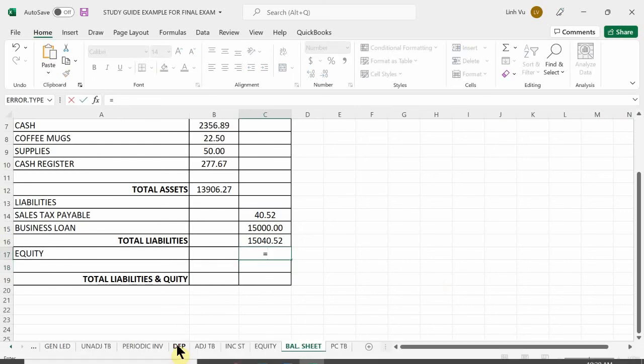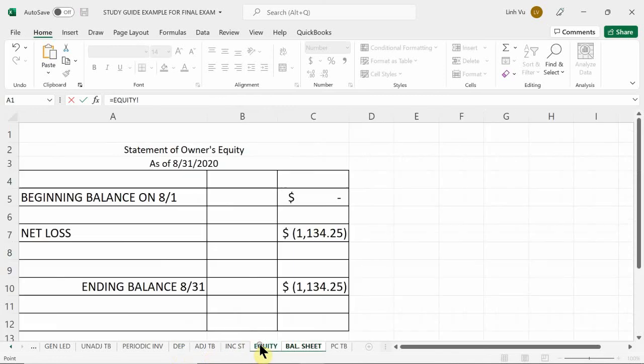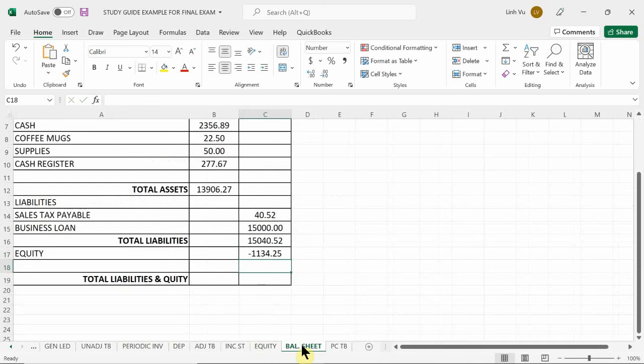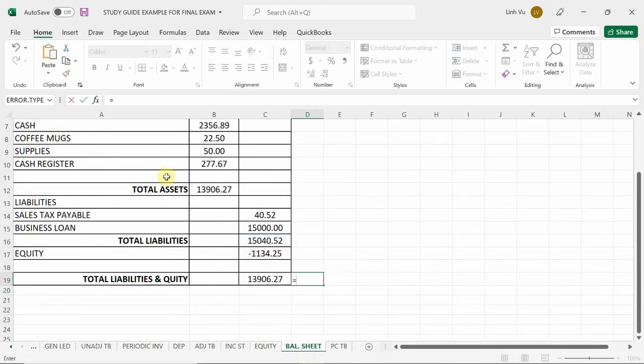is currently negative 1134.25. So therefore, my total liabilities plus my equity is going to give me 13,906.27. Which, if you take your assets and you minus this, they are even on both sides, right? My assets equal my total liabilities plus my equity. All right.